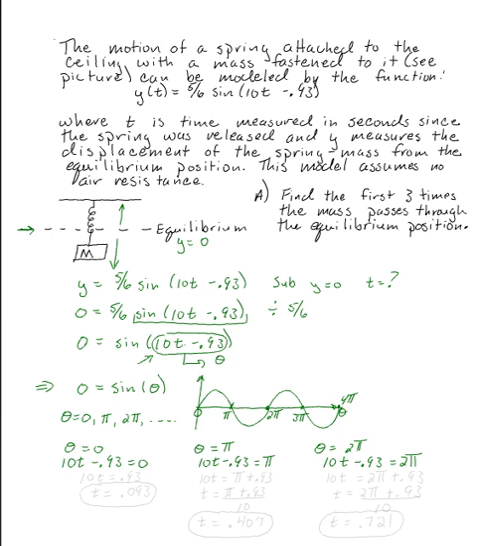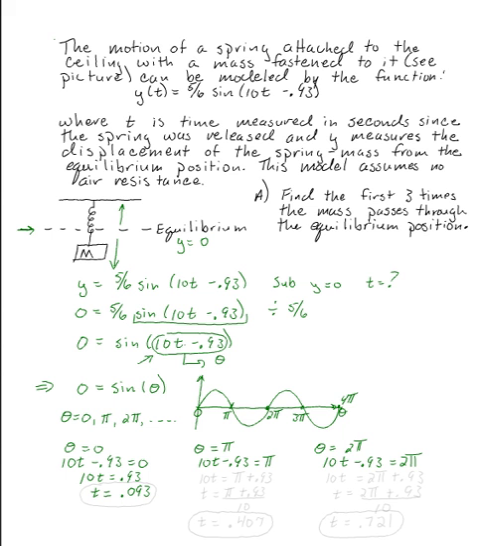Now this is just solving a nice little linear equation. So I'm going to add 0.93 to both sides. I get 10t equals 0.93. So dividing both sides by 10 gives me 0.093. So that's our first time it passes through equilibrium.